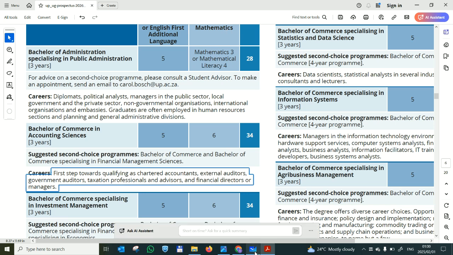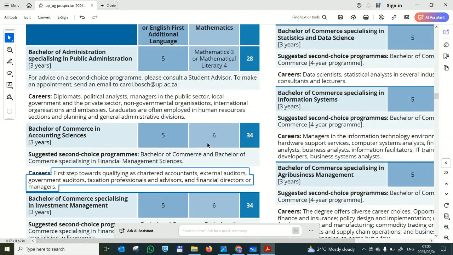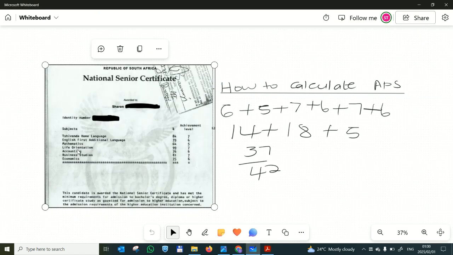So okay, let's just go and check on my results. Do I meet that? If you look there, for English, I had a level 6, meaning that I meet the requirement. Then we go look at another one for mathematics. They are looking for a 6. So let's go look at my mathematics. I had a level 5, meaning that I don't meet the requirement. So even though my APS is high, my mathematics will kick me out.